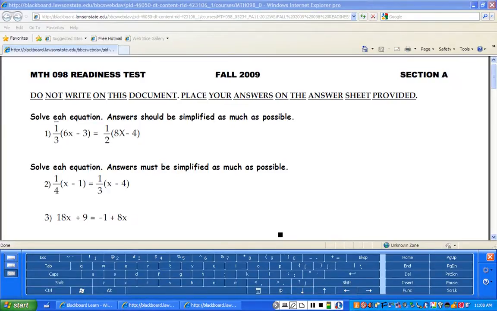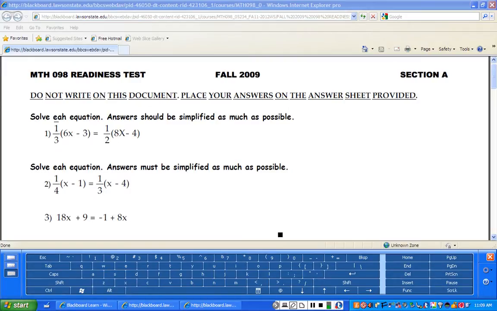Okay, in this session, what we're going to be doing is working on basically review for the Math 098 readiness test, all parts, section A, B, C, and D. Currently we're looking at section A, and section A deals primarily with solving equations. So starting with the first problem, what you notice, you have an equation that's looking to do distribution of a fraction into a set of parentheses.